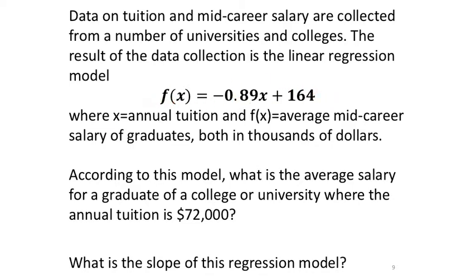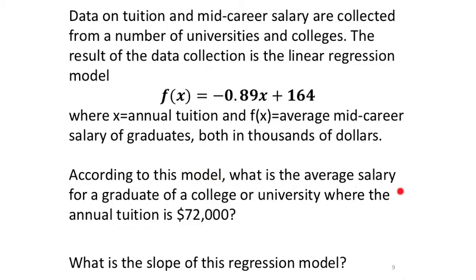And they did tell us right here, x is the annual tuition. f of x, that's our y value, is the average mid-career salary of graduates. Both in thousands of dollars, by the way, okay? So when we see a number, we need to remember to put that in thousands. So this 164 right here, it's already in thousands. And even the negative 0.89, that comparison of rise to run would be in thousands of dollars, wherever it goes. And hopefully you know where it goes, but we'll see.